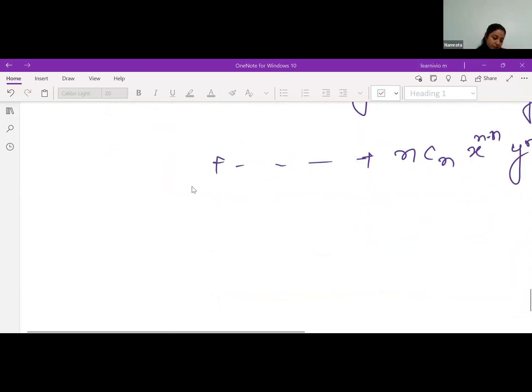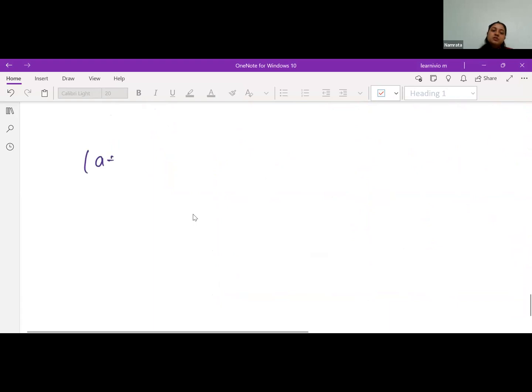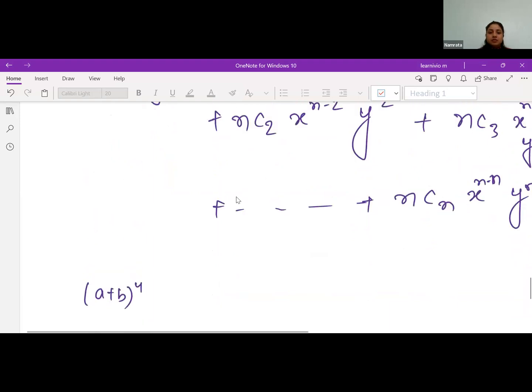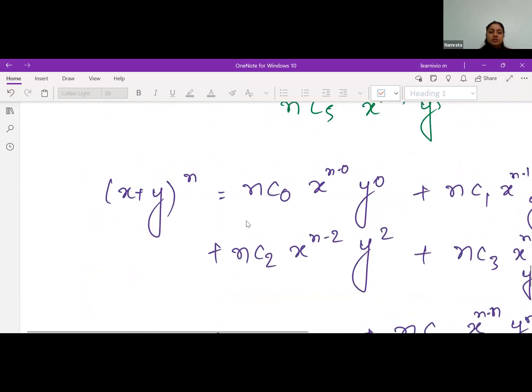Okay, Lena, I am giving one question to you. Please try it now. Do the expansion of a plus b to the power 4 by using the above formula, and a minus b to the power 4. If you want to see the formula, I am writing it over here.